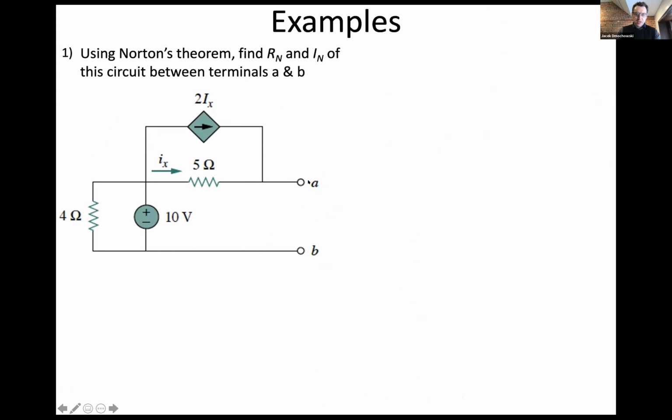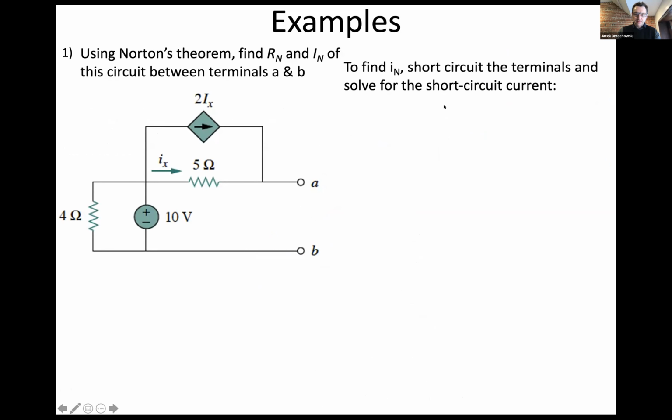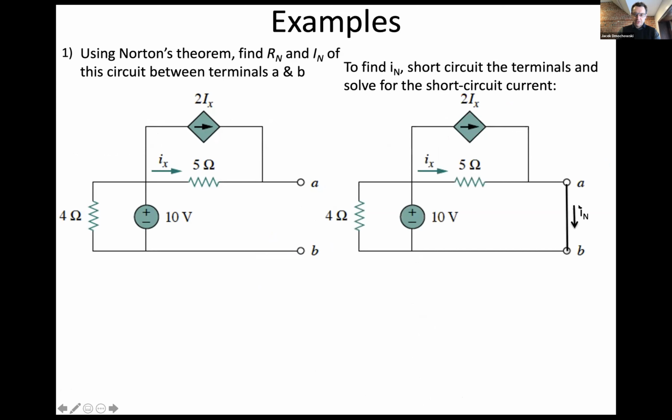Okay, now we're going to find the short circuit current. So we're going to short circuit A and B, right? And that gives us this picture. And we have to figure out what the value of this IN is. So who can offer a suggestion for how we can compute the value of IN in this picture?